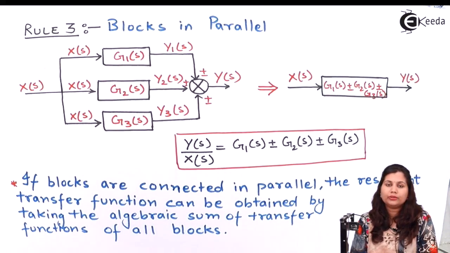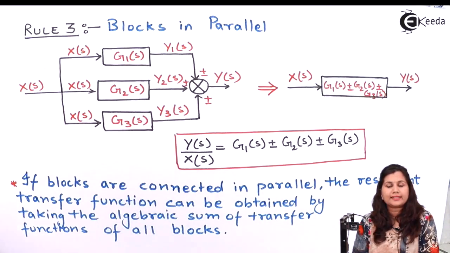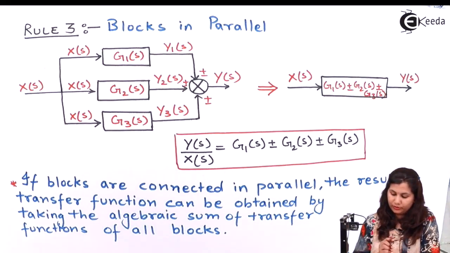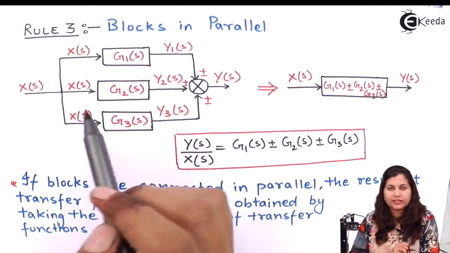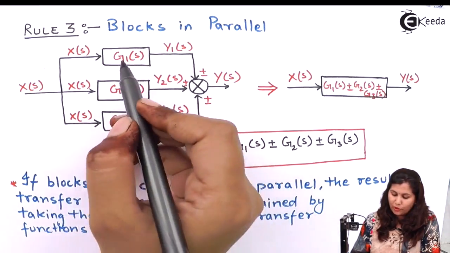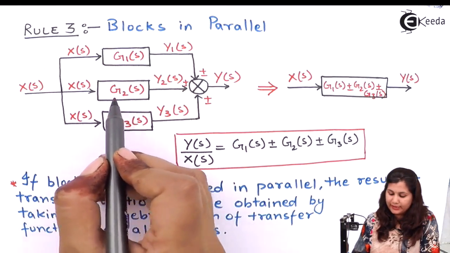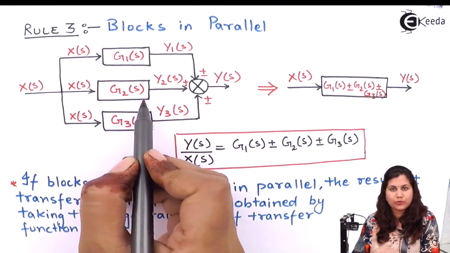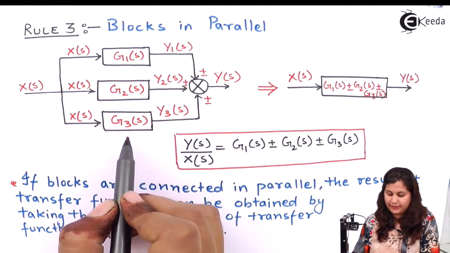Now the third rule in the block diagram reduction technique is when the blocks are connected in parallel with each other. So how do we reduce them in this technique, what is the rule? These are the three blocks which are connected in parallel with each other. The first block has the transfer function G1(s), the second block has the transfer function G2(s), and the third block has the transfer function G3(s).